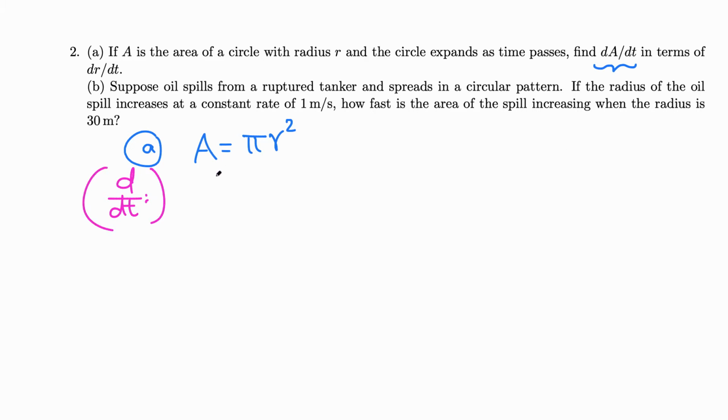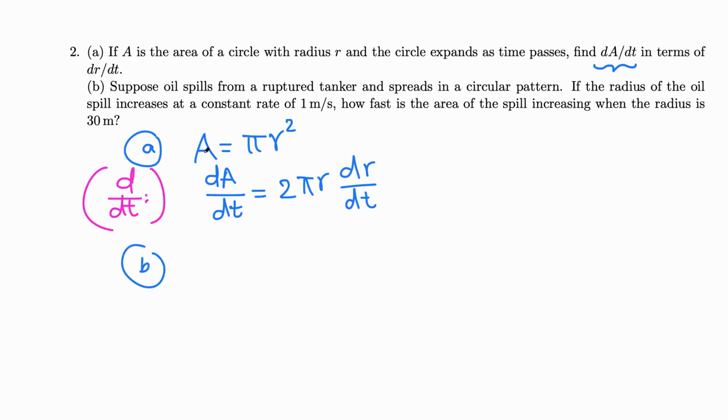That gives us dA over dt equals, pi is a constant, in this case r is a variable. At least one thing on the left and one thing on the right should be a variable. So the derivative of r squared is 2r, so 2 and pi is pi r, times, since we are doing the derivative with respect to t, r prime, which is dr over dt. Okay, that's it for part A.